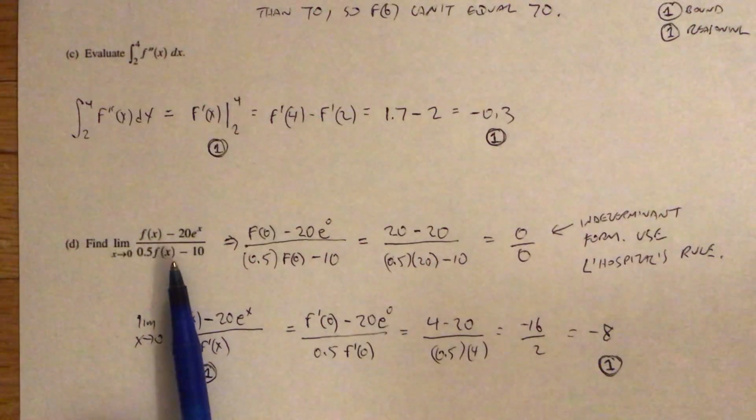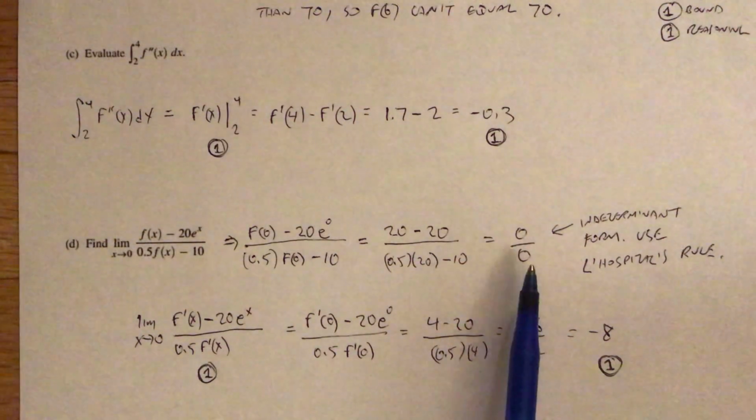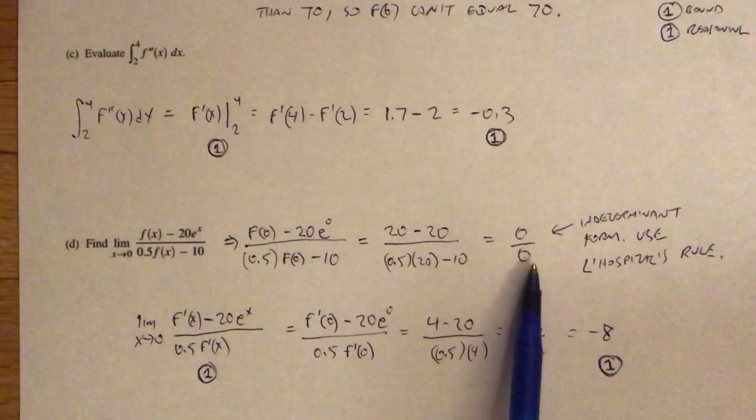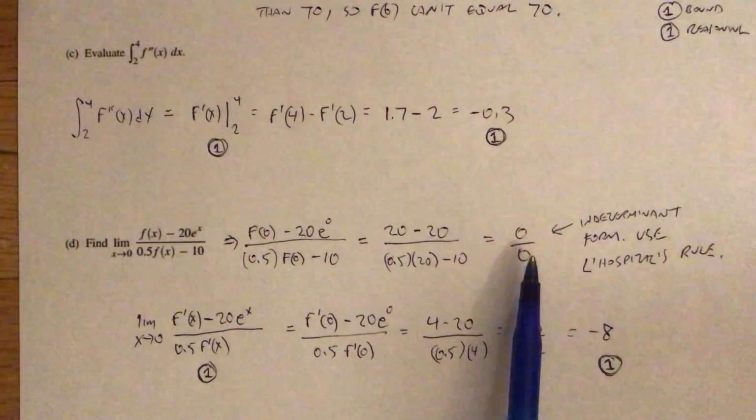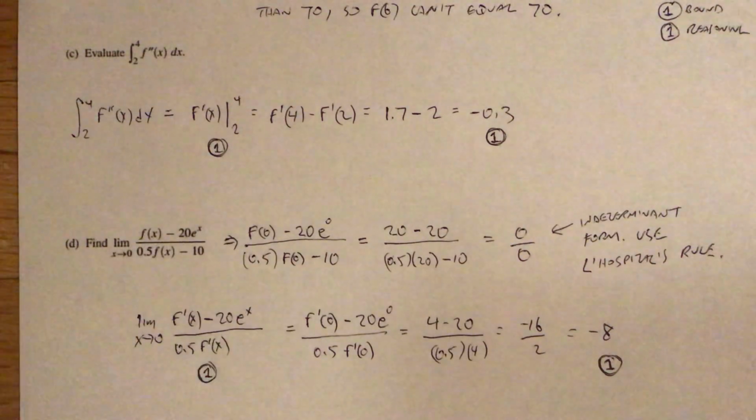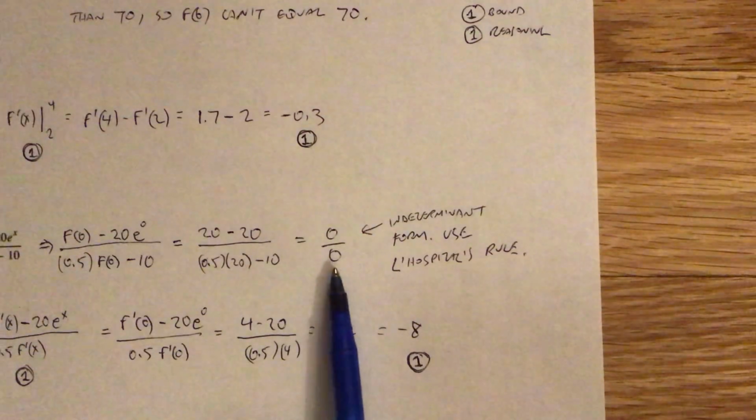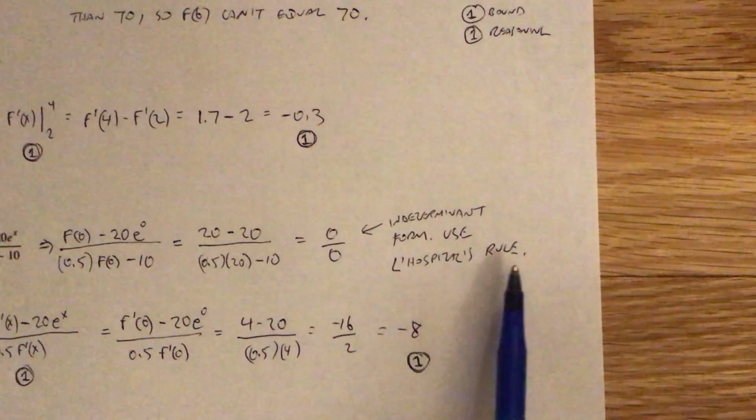So when you plug in, the limit gives you an indeterminate form. It gives you 0 over 0, so the limit's not equal to this. This basically tells us we don't know what the value of the limit is, because plugging in isn't working. So what do we do in this case? Well, the best tool for indeterminate form is L'Hopital's rule.